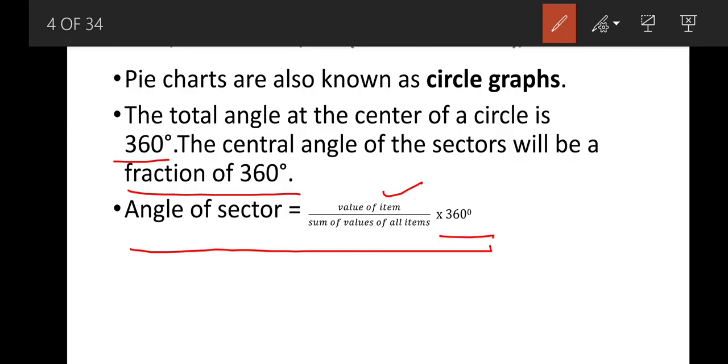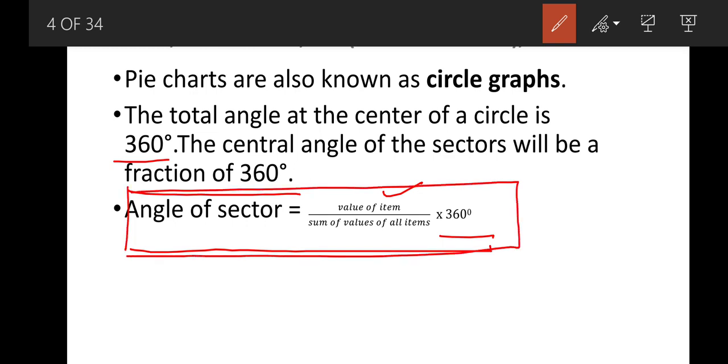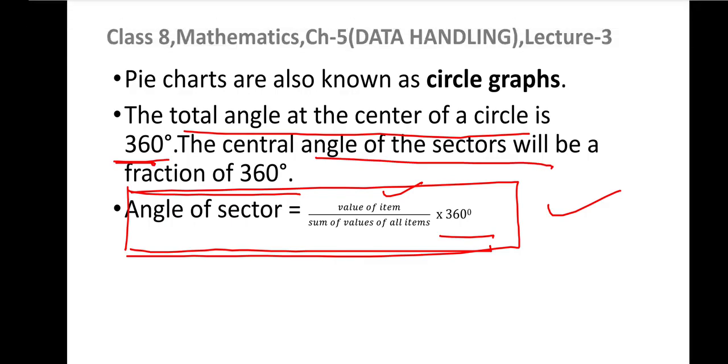So the very first thing is you are supposed to find the angle of sector for every entry or value which is given to you using this formula. The formula is value of item, that is what is given to you, divided by the sum of values of all the items, into 360 degrees, because the total angle at the center of a circle is 360 degrees. So the central angle of the sectors will be a fraction of 360 degrees.